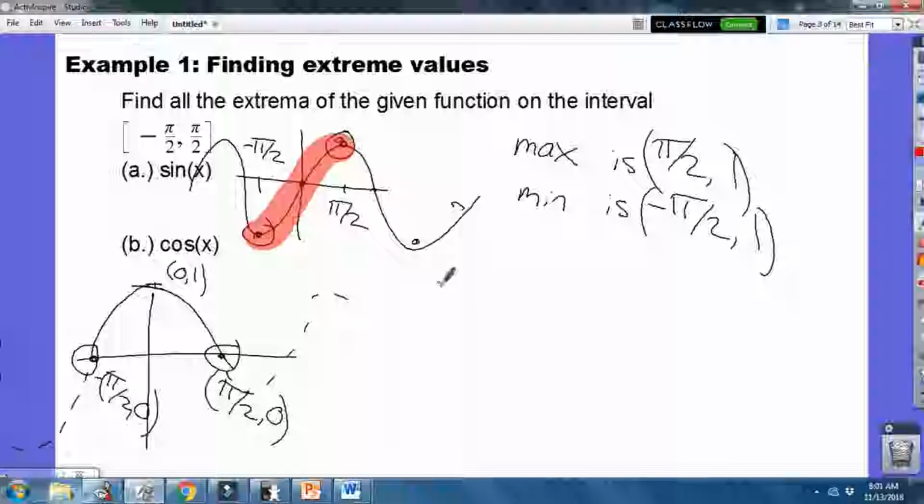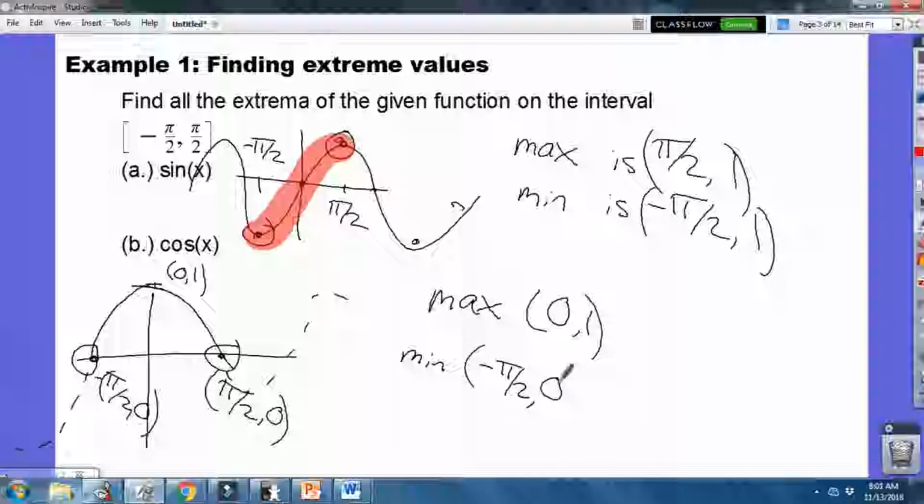So the maximum in this problem is (0, 1), and the minimum is (-π/2, 0) and (π/2, 0). And that's it for that problem.